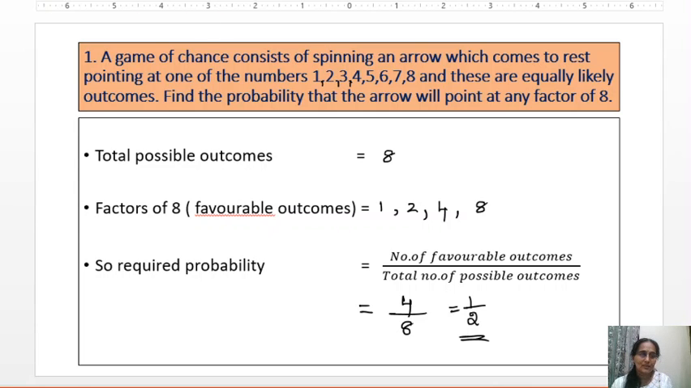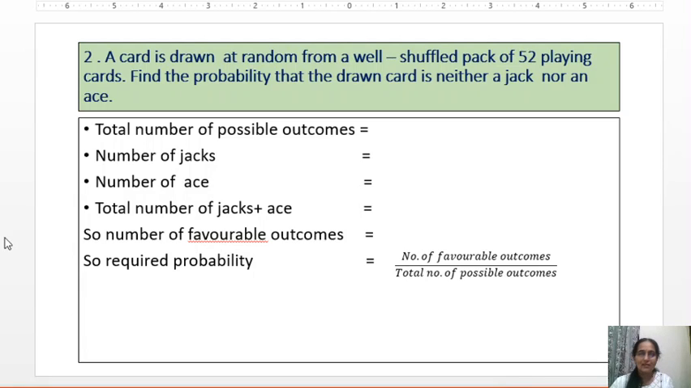Let us move to the next sum. A card is drawn at random from a well-shuffled pack of 52 playing cards. Find the probability that the drawn card is neither a jack nor an ace. What is the total number of possible outcomes? It is the total number of cards, right? It is 52.